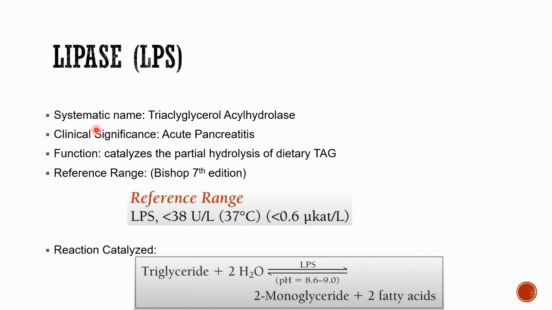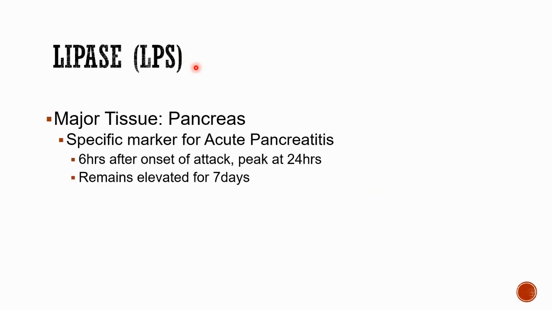Next one we have lipase. Lipase is also for acute pancreatitis. Its function is to catalyze the partial hydrolysis of dietary triglycerides. Reference range is less than 38 units per liter. The major tissue where lipase can be found is the pancreas, so this one is much more specific for acute pancreatitis. It increases 6 hours after onset of attack, peaks at 24 hours, and remains elevated for 7 days.